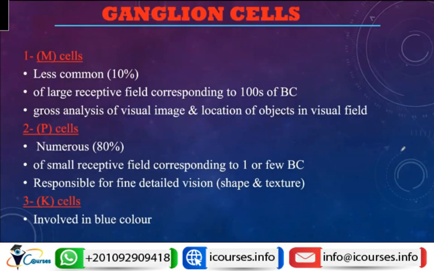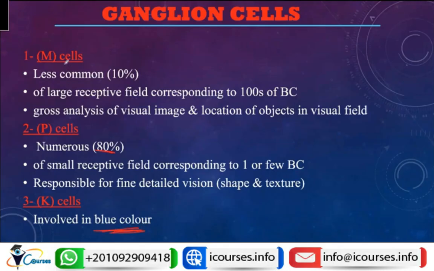You may find in some other books another classification of the ganglion cells into M cells, P cells, and K cells. I prefer to let you know also about this classification, which is more anatomical rather than functional. The M cells are less common, the P cells are the most numerous, and the K cells are only involved in blue color.